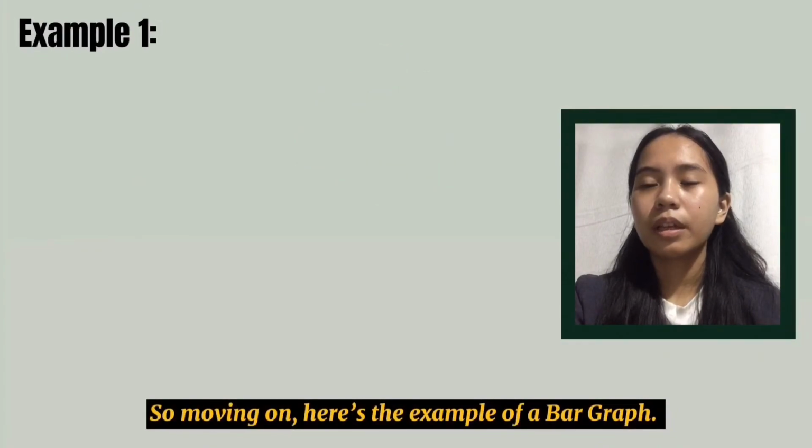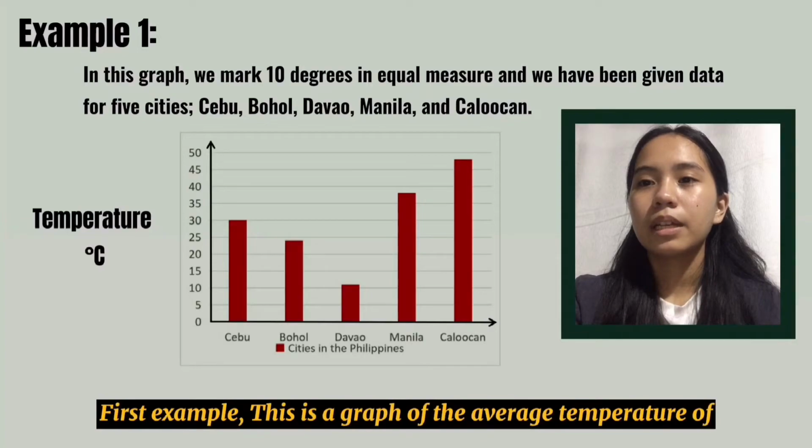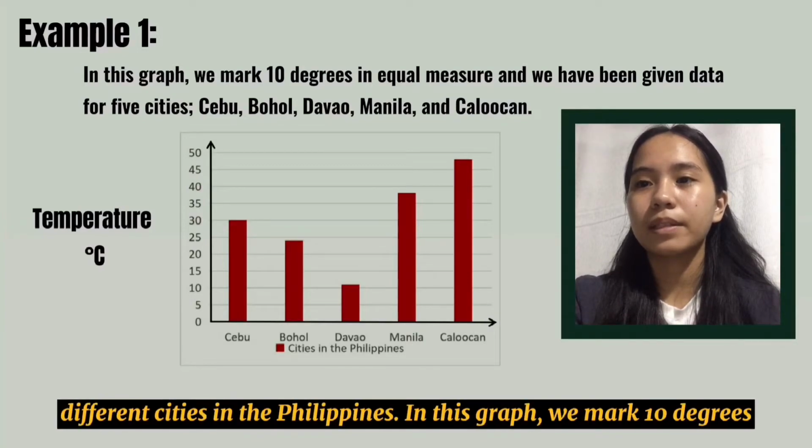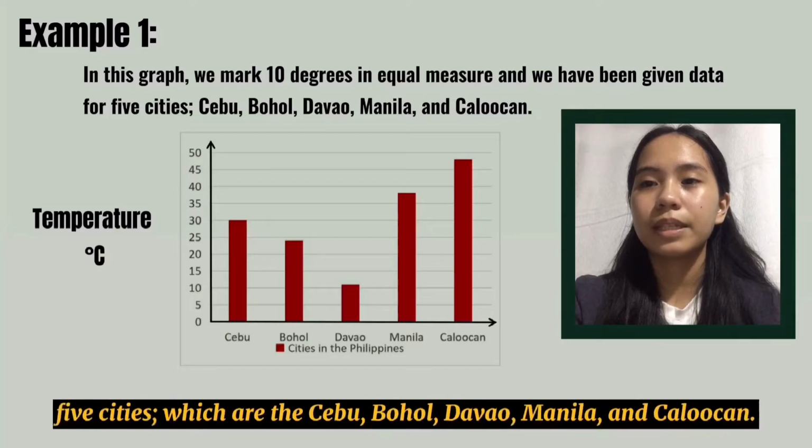So moving on, here is an example of a bar graph. First example, this is a graph of the average temperature of different cities in the Philippines. In this graph, we mark 10 degrees in equal measure, and we have been given data for 5 cities, which are Cebu, Bohol, Davao, Manila, and Caloocan.